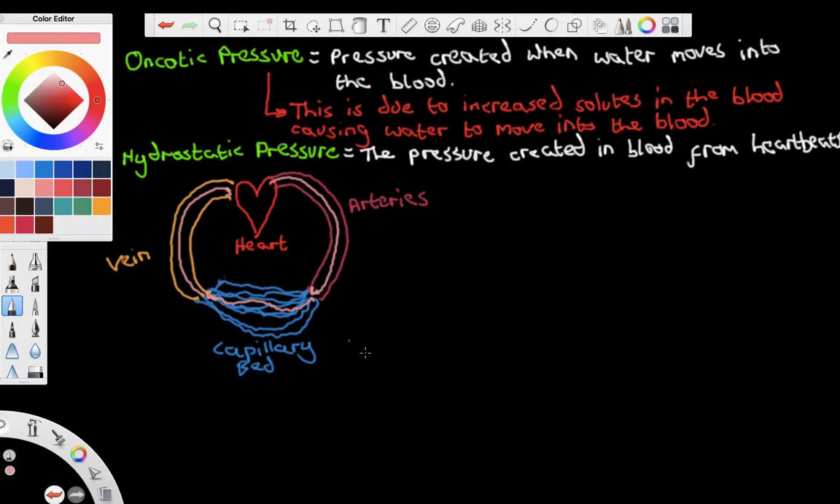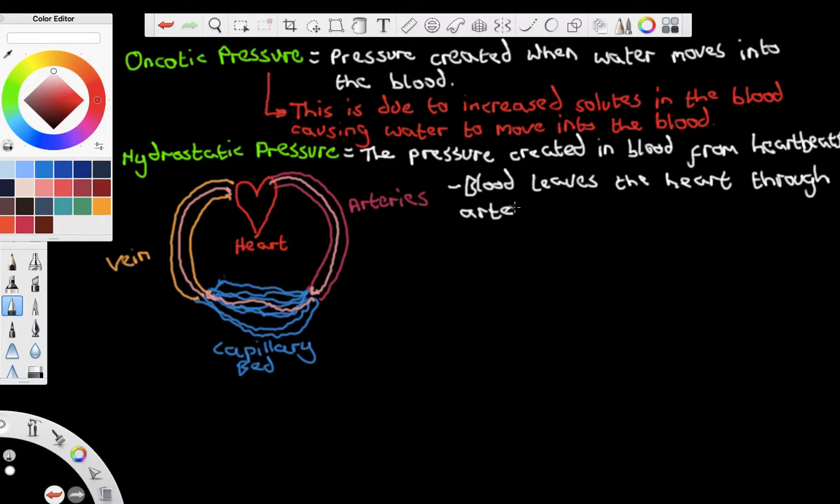Blood, when it leaves the arteries, is under high pressure. So we can say that blood leaves the heart through arteries under high pressure. Okay, so blood leaves the heart through the arteries under high pressure.